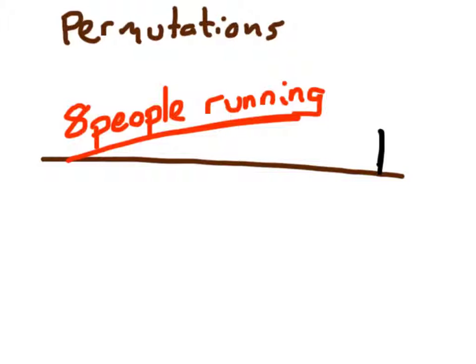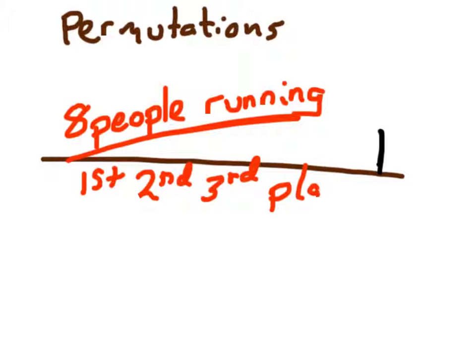Meaning, how many different combinations of first, second, and third place? Because those are the ones with the trophies, right? How many different combinations of those 8 people could actually get first, second, or third place?